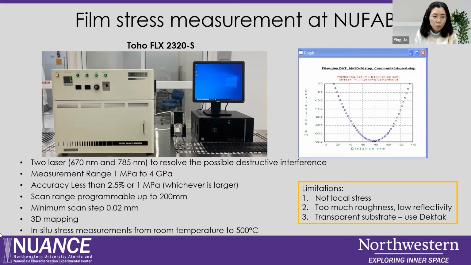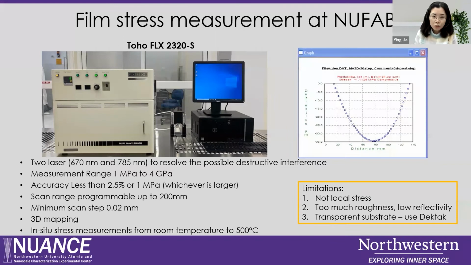Then the measurement range for the stress is 1 megapascal to 4 gigapascal. It's a pretty big range, and accuracy is pretty good. It is only 2.5%, and scan range is programmable up to 8-inch, which means you can measure a film up to 8-inch in diameter. Minimum scan step is 20 micrometers, so it can get very dense data. And we also have the function for 3D mapping and also in-situ stress measurement. I will talk about this in-situ stress measurement with temperature later.